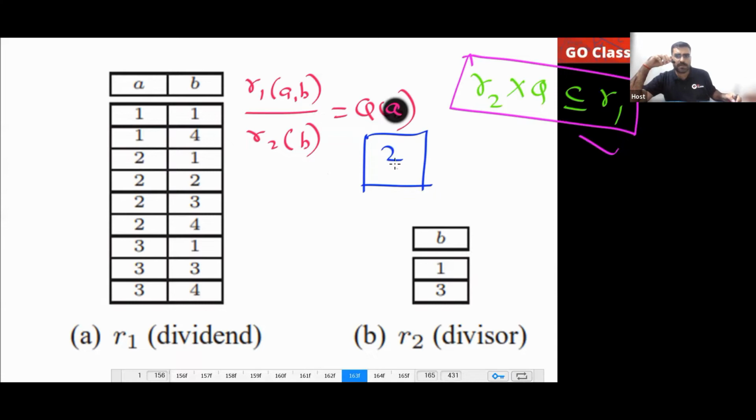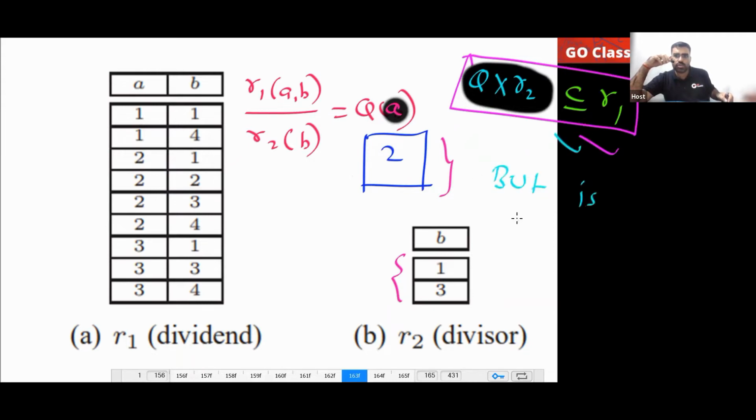Remember, this will satisfy, because if you do the cross product, I can follow this order, Q cross R2. So you can notice if you do the cross product, you will get 2 1, 2 3. So definitely this is satisfied.